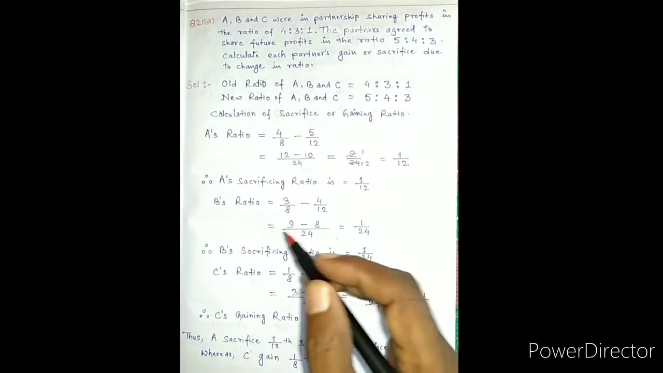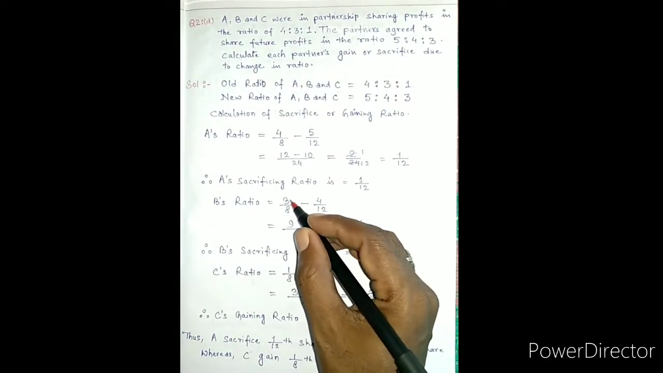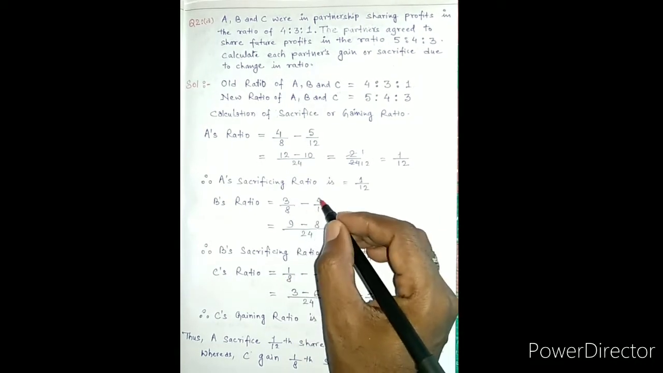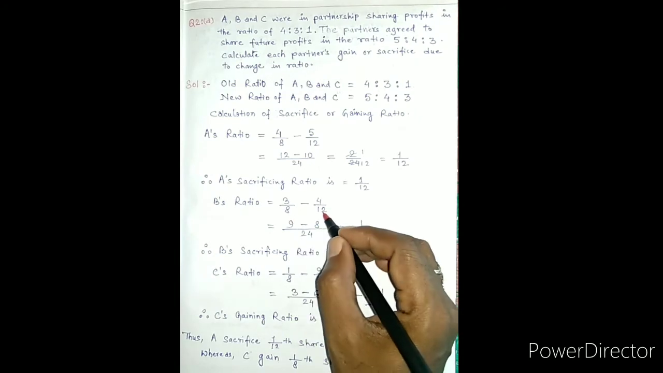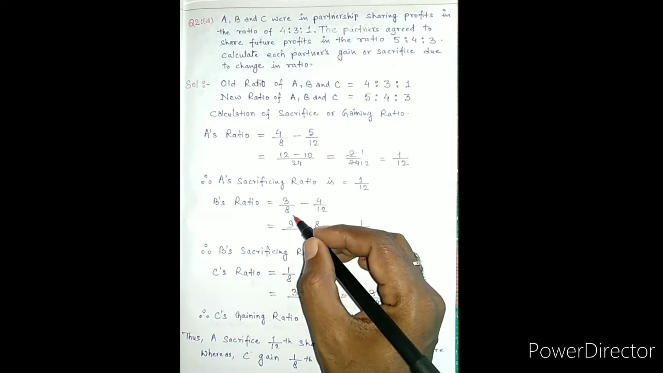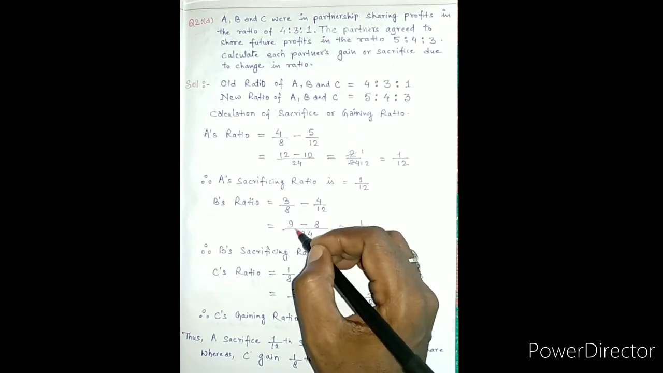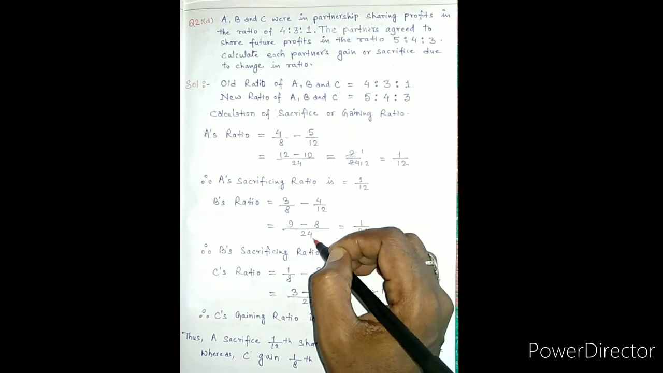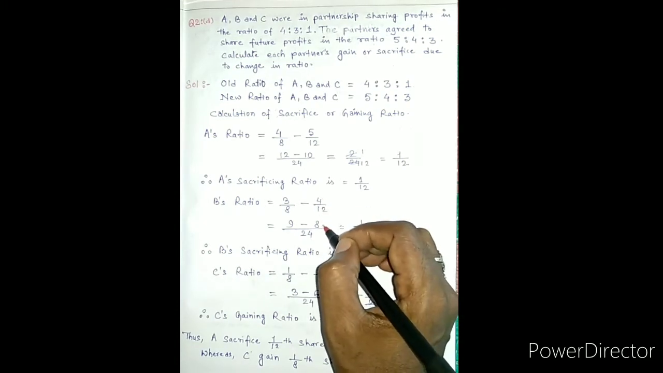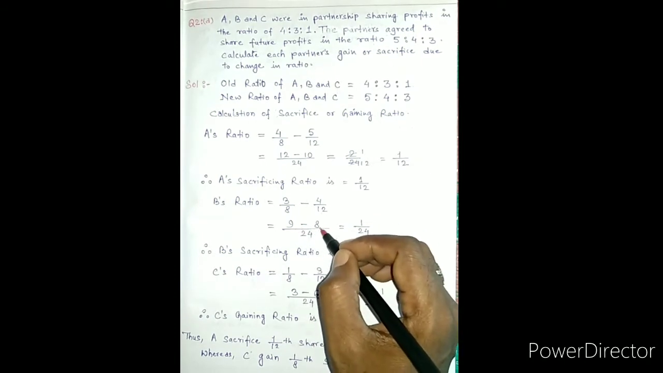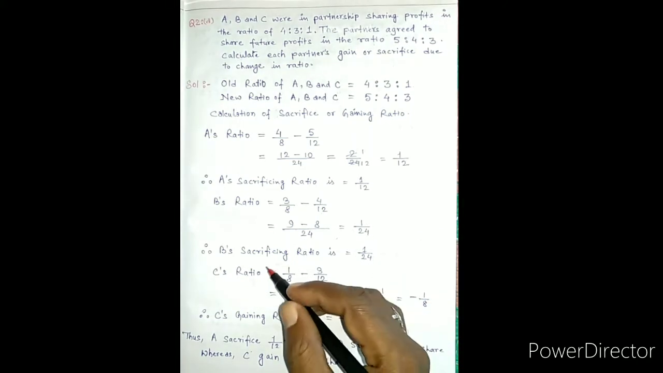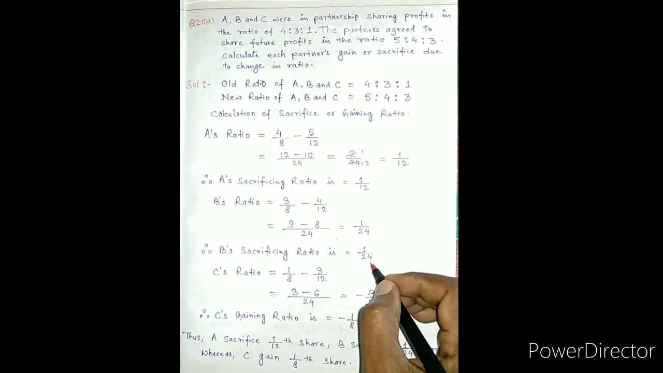Like this, B's ratio is 3 by 8 minus 4 by 12. This is the old ratio and this is the new ratio. Take out the LCM of 8 and 12, we get 24. Divide 24 by 8, we get 3. 3 multiplied with 3, we get 9. Divide 24 by 12, we get 2. 2 multiplied with 4, we get 8. Now subtract 8 from 9, we get 1 by 24. So B's sacrificing ratio is 1 by 24.